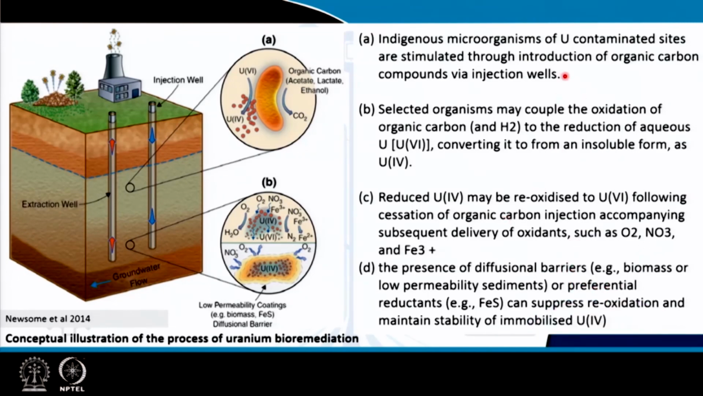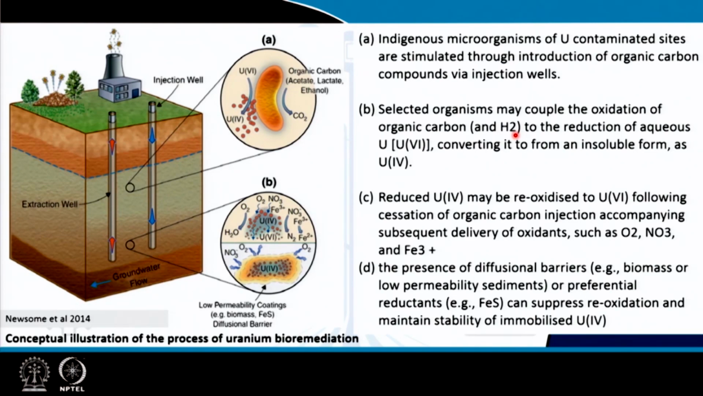It was found that once you inject acetate, for example, through the injection well, the indigenous microorganisms of the contaminated site are stimulated, and using this organic carbon, selected organisms may couple the oxidation of organic carbon to the reduction of uranium, because these could be the IRBs and SRBs, which are then uranium reducing bacteria. The reduced uranium, which is uranium 4, may be reoxidized to uranium 6 following cessation of the organic carbon. So, there is always a chance that uranium 4 can be oxidized back to uranium 6.